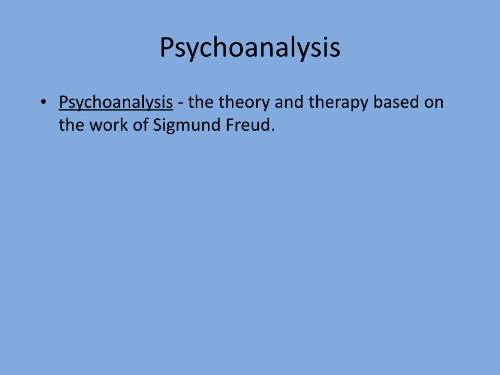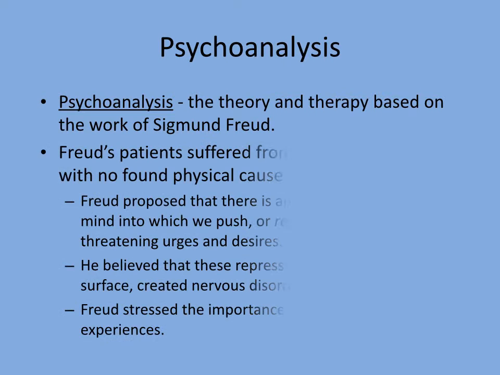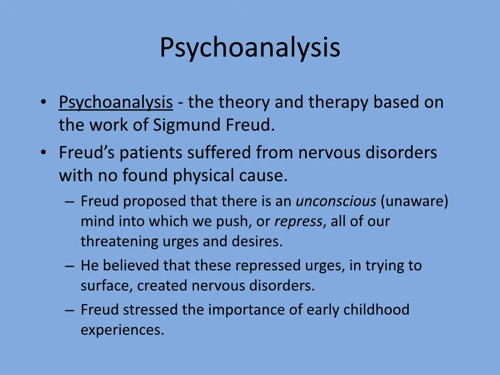Now, Sigmund Freud is going to start psychoanalysis, and he believed that there's an unconscious, or unaware, part of the mind that we either push away, repress, or that threatens us or gives us urges and desires. So he believes that in our mind we have untapped resources or untapped thoughts. Now, he believed that these are repressed urges trying to surface, which create nervous disorders. So he believed that our unconscious thoughts were rolling around inside of our bodies and causing tension and causing fear and causing all these other things, which is why people have physical disorders.